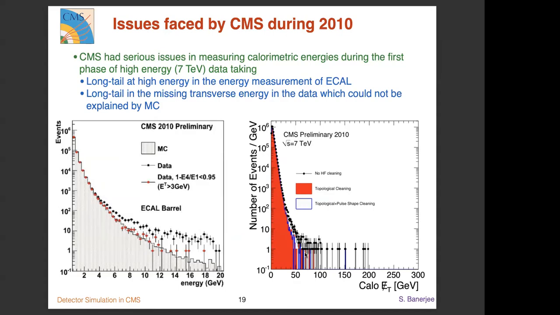The second thing is that when you look at the missing transverse energy measured in the calorimeter, again we have got problems. We have got something with some rare events, but it is not that rare that you can ignore them. The data has large missing transverse energy, whereas the Monte Carlo is truncated somewhere here, at 50 to 100 GeV.